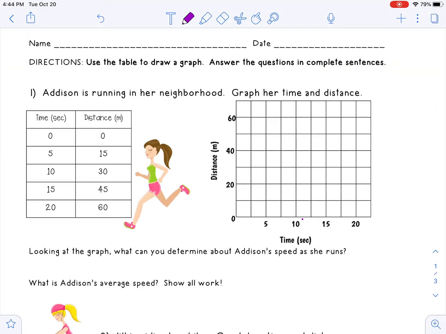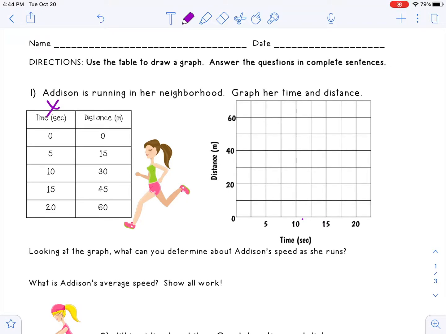So use the table to draw a graph. Answer the questions in complete sentences. So I'm not as concerned about these complete sentences as I am with you drawing this graph and interpreting what's happening. Okay. So Addison is running in her neighborhood. Graph her time and distance. So we have it in a data table here.